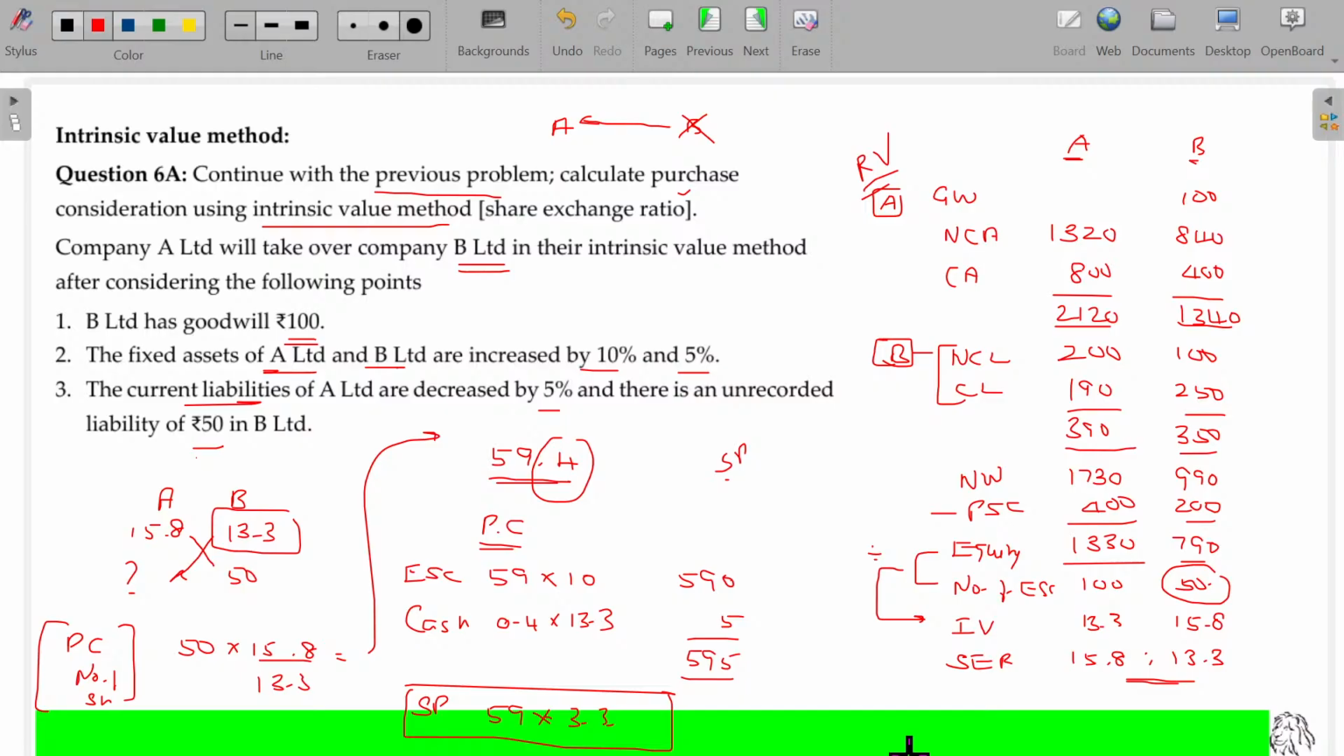Shall I move on to the next one? If you want to copy, you can copy this because I have not given the solution in text.